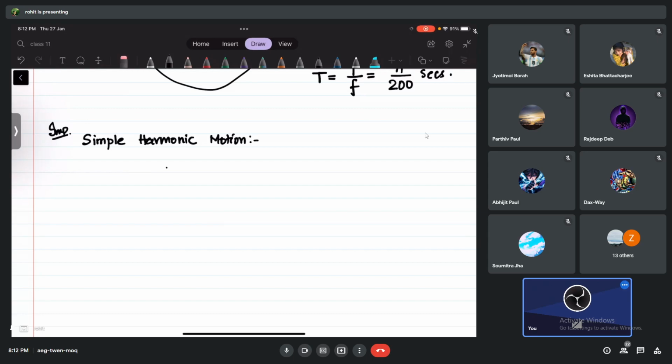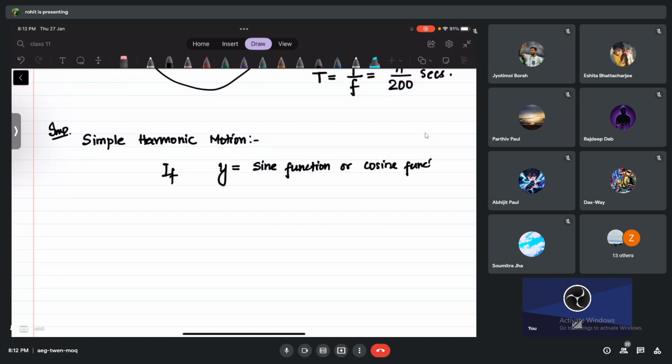If the position of a particle can be written in terms of what function? Sine function, or what, guys? Cosine function. Sine function or cosine function, then such kind of motion, I'm repeating again, I'm going to call it what motion, guys? Simple harmonic motion.